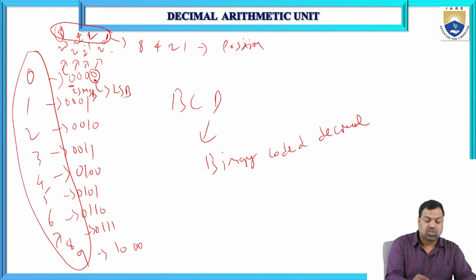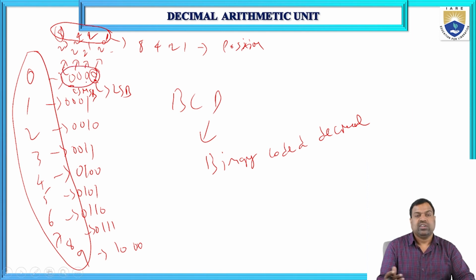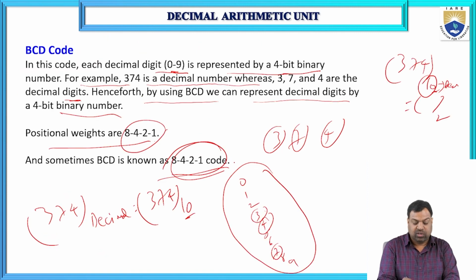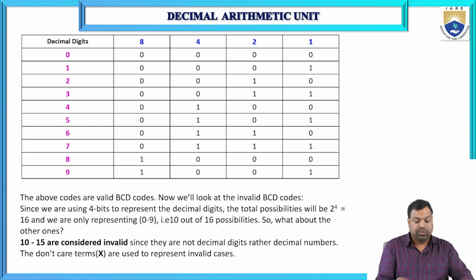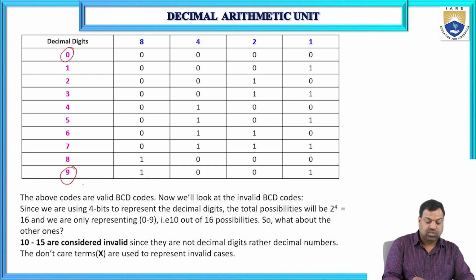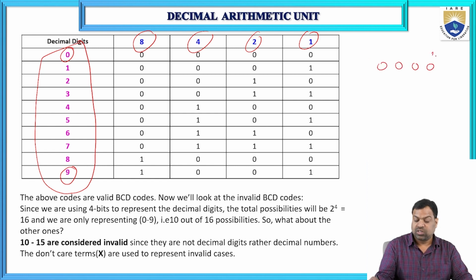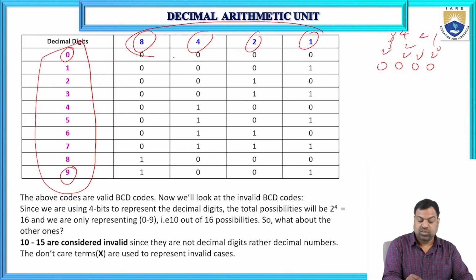Why am I taking 2 power 0, 2 power 1 and so on? Because these are binary values, so I am representing them in binary form. 2 power 0 means 1, 2 power 1 means 2, 2 square means 4, 2 cube equals 8. So I take it as the 8421 code or 8421 position. Here the decimal numbers are from 0 to 9, in 8, 4, 2, 1 positions.